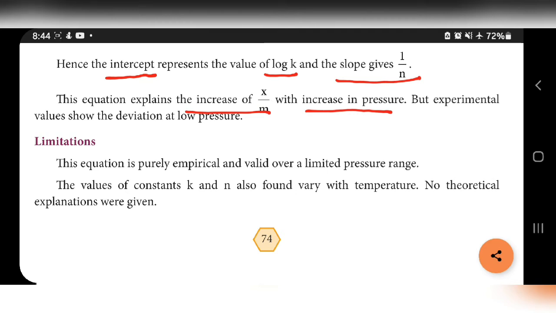Okay, so the limitation: this equation is purely empirical and valid over a limited pressure range only, not for all pressure ranges. And the values of constants k and n are also found to vary with temperature. So no theoretical explanations were given. These are the limitations. What are the limitations of the Freundlich adsorption isotherm? You have to write these two points.